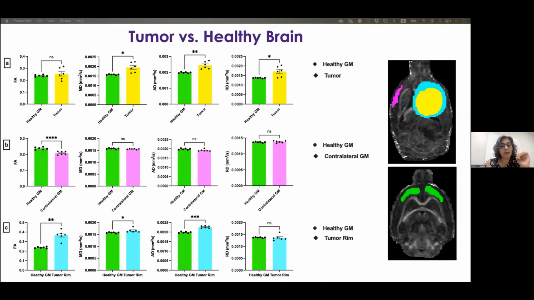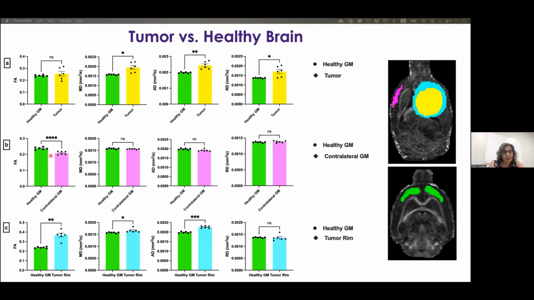Here are the quantitative analysis of DTI indices between tumor-bearing rats and healthy control rats. As you see in figure A, significantly higher mean diffusivity, axial diffusivity, and radial diffusivity were found in tumor and gray matter area of the healthy control animals. However, only the average FA values significantly differ between contralateral gray matter and healthy control gray matter, as shown in figure B.